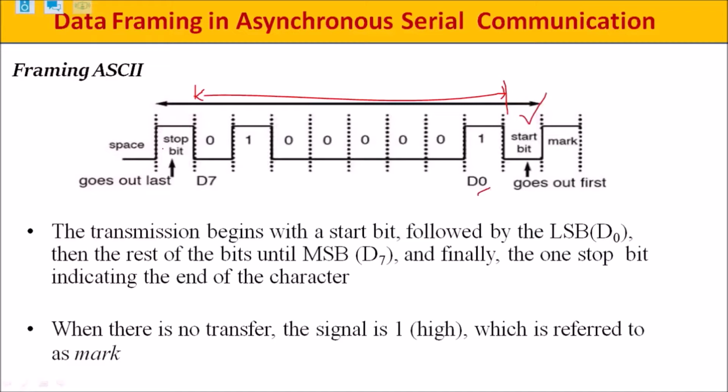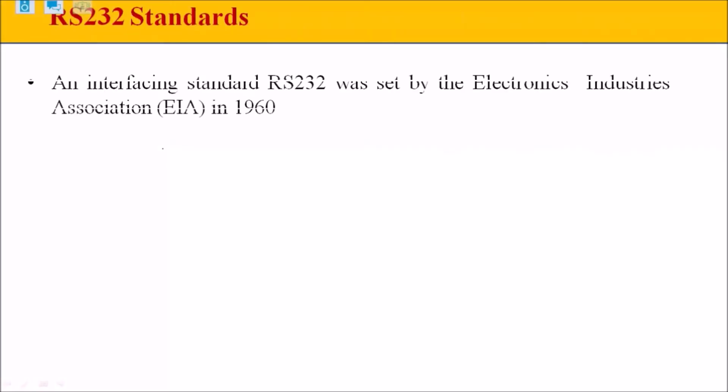So for each and every character or number we want to transmit, the UART block has to convert it into a frame, and then it will transmit this frame to the receiver. So this is to synchronize the transmitter and receiver.